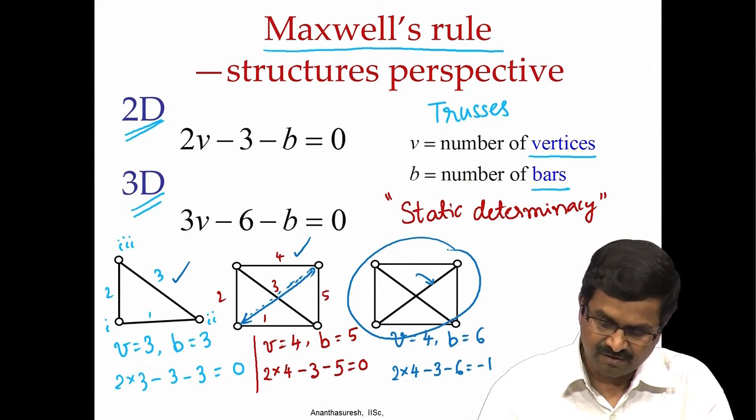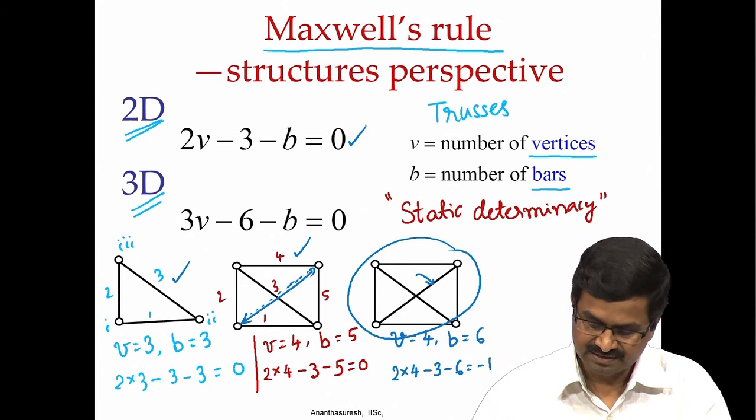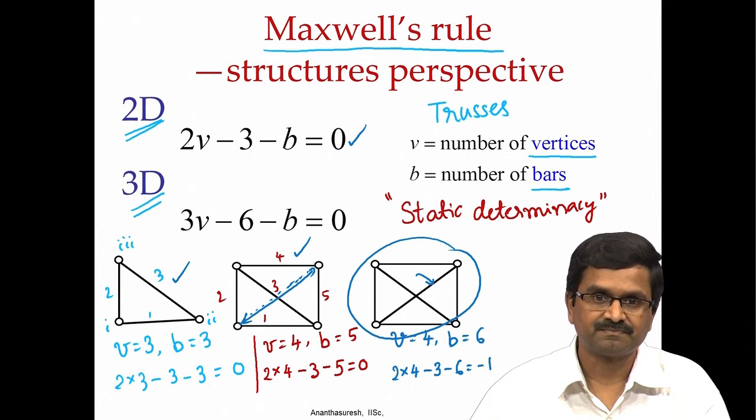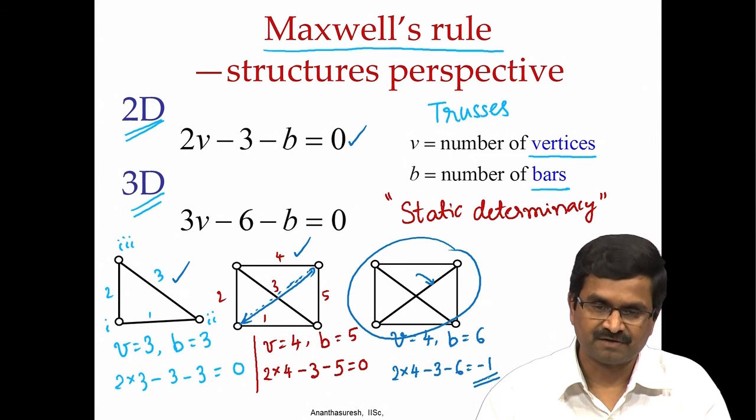So, he said that whenever it is 0, then it is just stiff. If it is negative, then it has this state of self stress. So, in this case, if it is minus 1, it has one state of self stress.